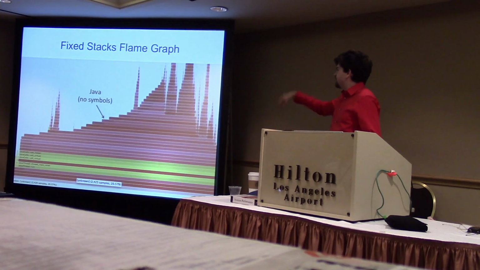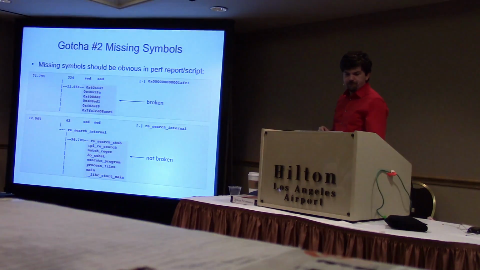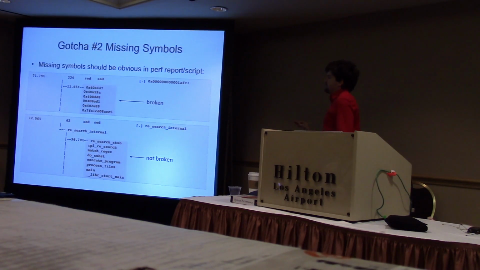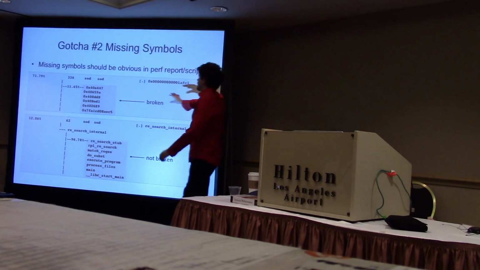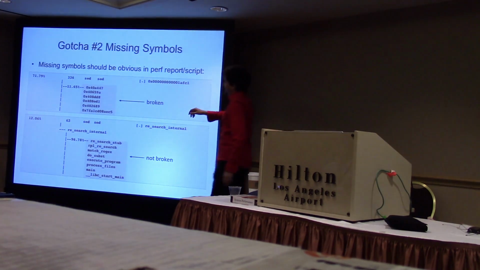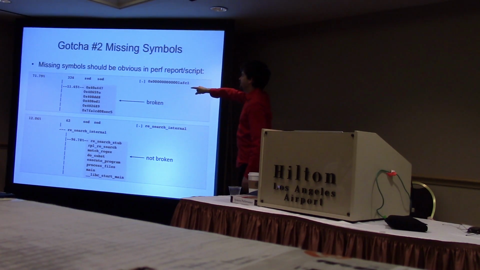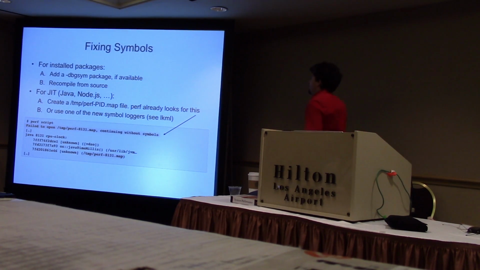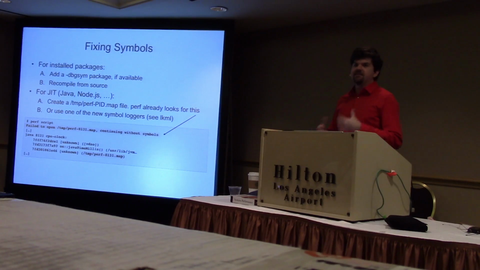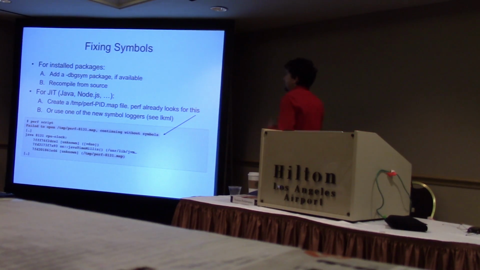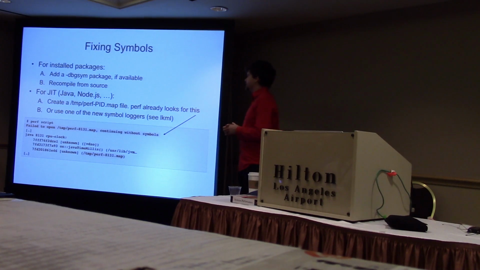As a flame graph, that's what it looks like without symbols. So the next problem is missing symbols. And so back to the visual identification chart. Okay, obviously in those symbols we've got hex addresses. Now we have symbols. Now for installed packages, like installed system software, there's often a debug symbols package that you can add and it will give you some symbols. If not, you can recompile from source and run it from there, and you should get symbols.